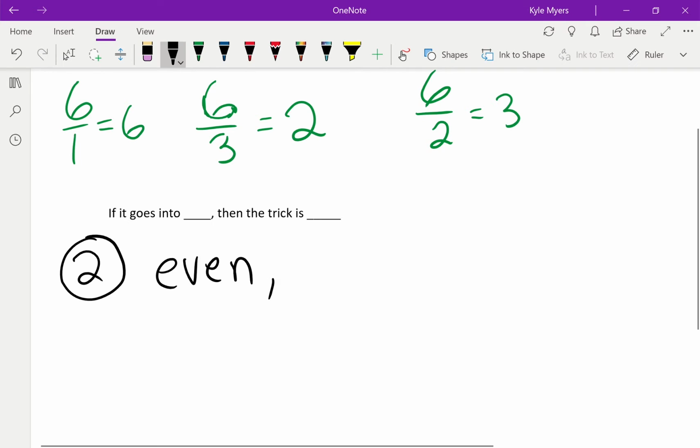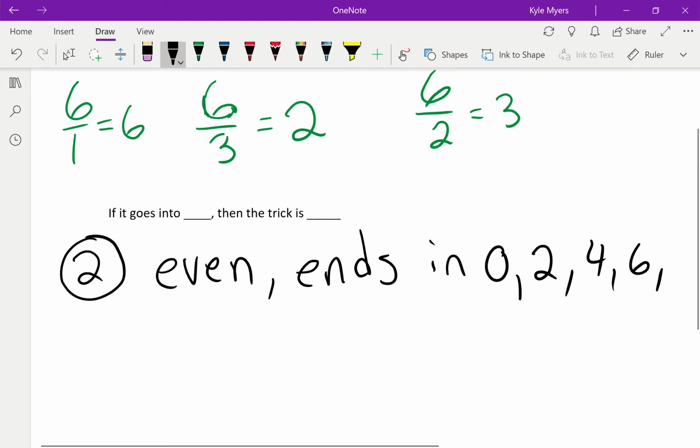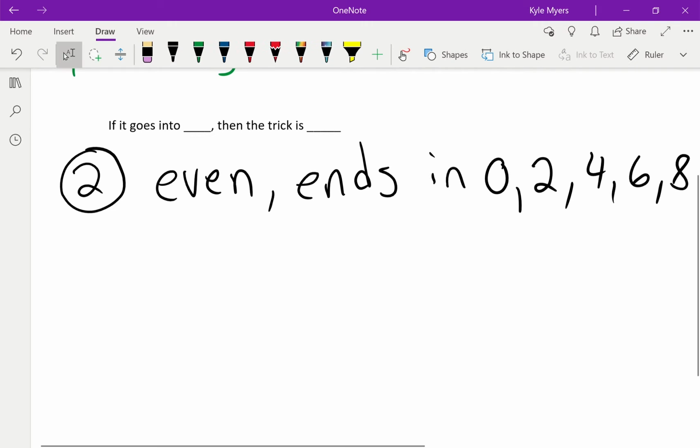Meaning it ends in 0 or 2 or 4 or 6 or 8. And that's it. If it ends in 1 or 3 or 5 or 7 or 9, then it's odd. So it doesn't go into 2. So that's it. That's the trick for that. All right. Now, here's where it gets interesting.